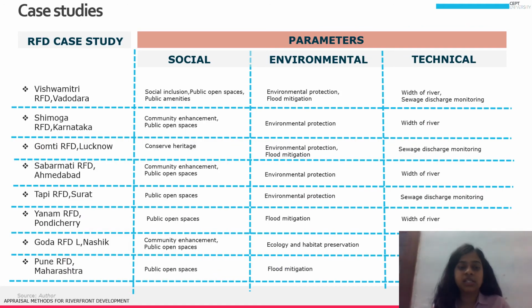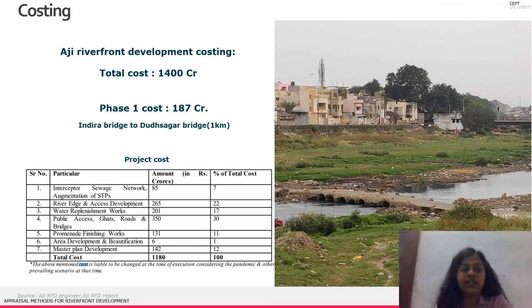These are multiple case studies which are further divided into 3 parameters of 3 aspects to understand what were the major key parameters before proposing a RFT. The river development total cost is 1400 crore. The first phase costs around 187 crore, which is about a 1 kilometer stretch in between Indira Bridge and Dudhsagar Bridge.